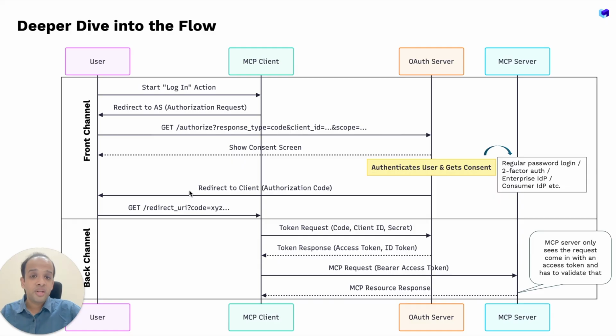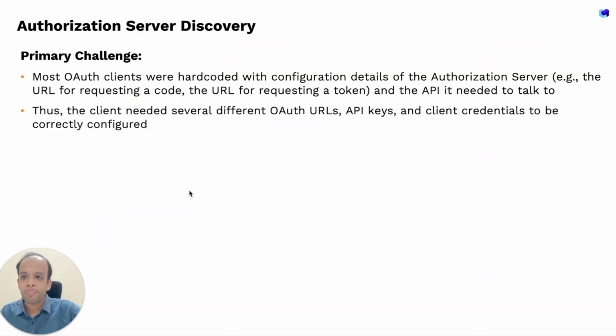One more thing that you need to keep in mind is that as an MCP server developer, all you need to know is how to validate that access token. So what does your OAuth server really say about how you should be validating the tokens? And that's all you need to do in the last two steps.